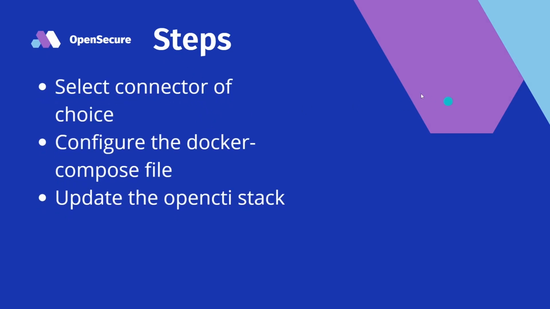The steps that we're going to follow in this video, we are going to select the connector of choice. So OpenCTI has a repository filled with these connectors that you guys will see here in a sec. We're then going to configure the Docker compose file since our OpenCTI stack is deployed via Docker. And then we're going to update our OpenCTI stack within a Portainer that we spun up last video to include this new data connector. And all this will be a lot more obvious here in a sec.